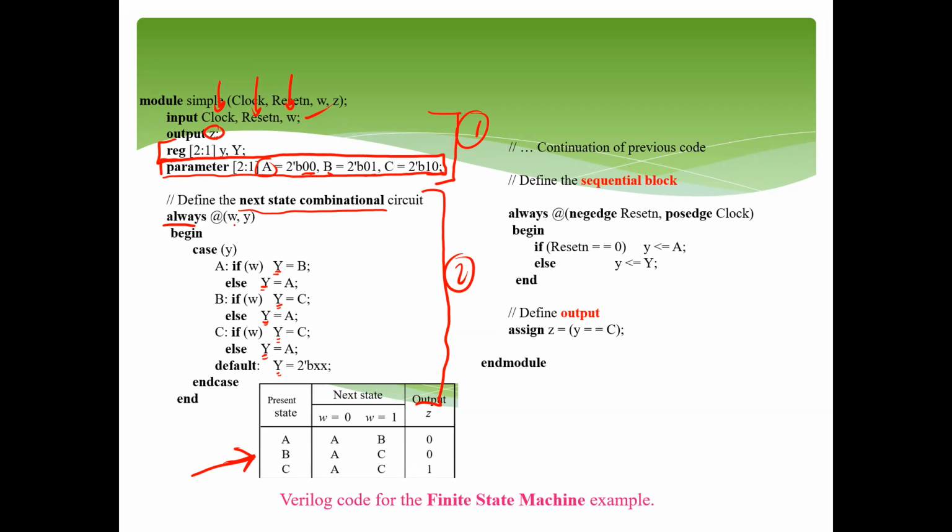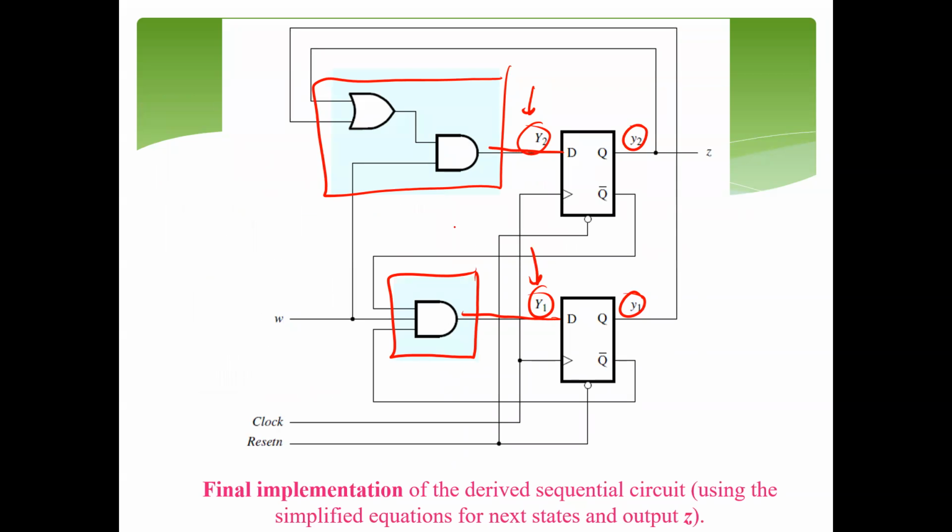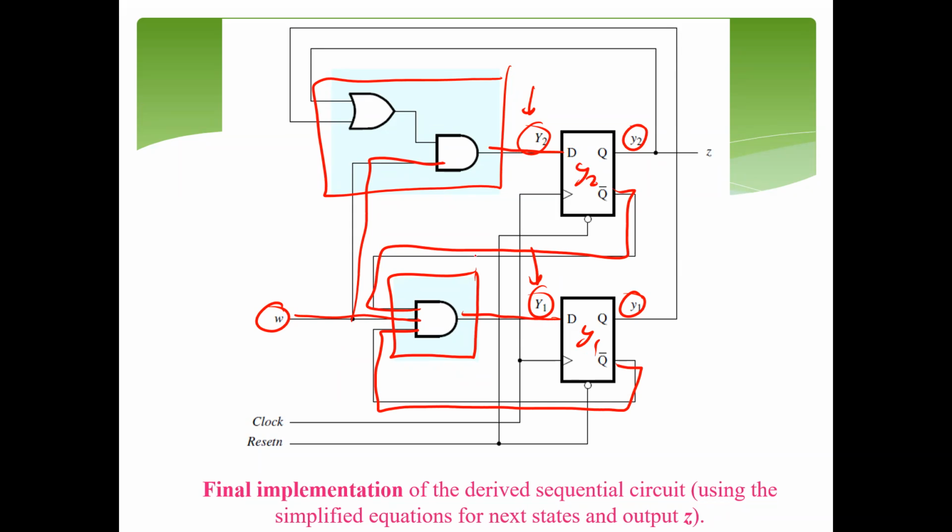First of all, since this is a combinational circuit, you're going to list the inputs of your combinational block. Come back to your diagram. You see that W is one of the inputs going into your logic, and also you have flip-flop Y1 and flip-flop Y2. So we have three inputs: W, y1, and y2.